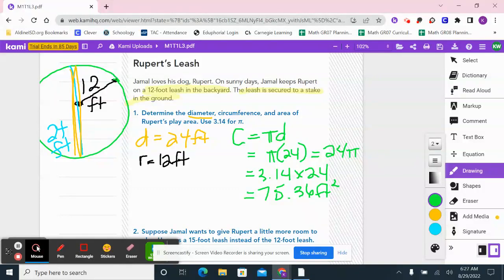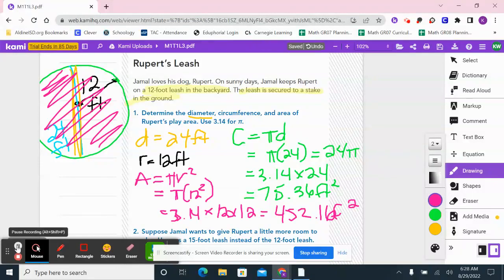Now for area. For area, the formula is pi r squared, where r squared, remember, is r times r. So pi being 3.14 times 12 times 12. 12 times 12 gives you 144, which is not written on here, but 144 times pi would give you a final answer of 452.16 feet squared.